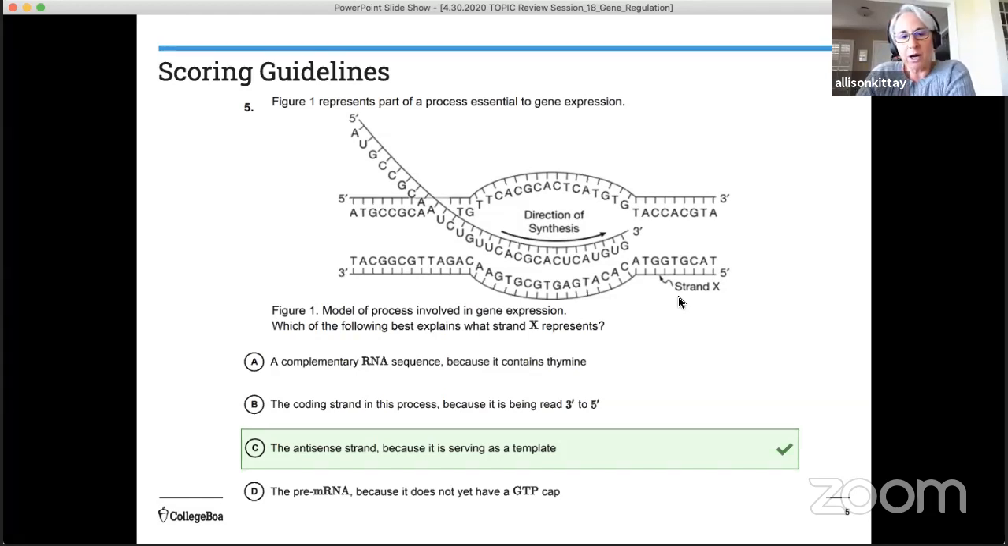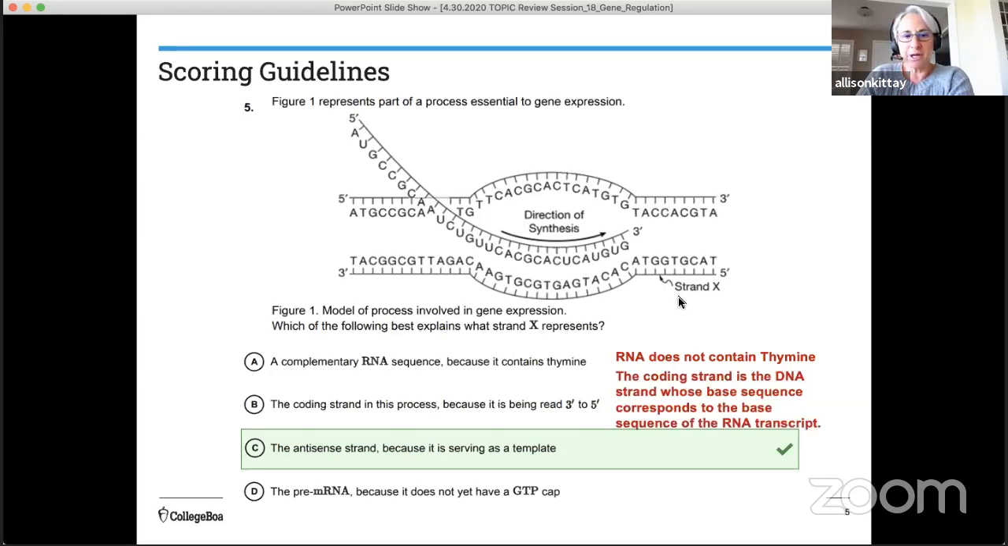And let's also look at why the other ones are incorrect. So the first choice, RNA, because it contains thymine. Hopefully you recall from the lesson that I gave you on Tuesday that RNA does not contain thymine. This is not the coding strand because the coding strand is the DNA strand whose base sequence corresponds to the sequence of the RNA transcript. And it is not D, again, because it is not RNA. Strand X contains thymine. Okay, so hopefully that one didn't fool you.